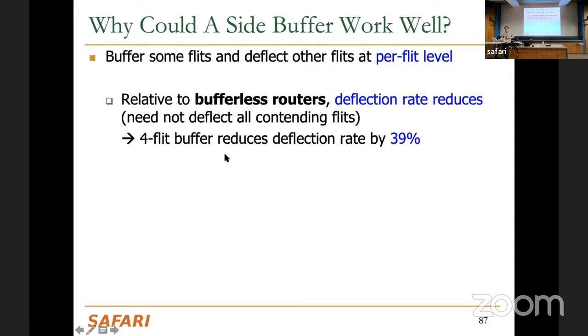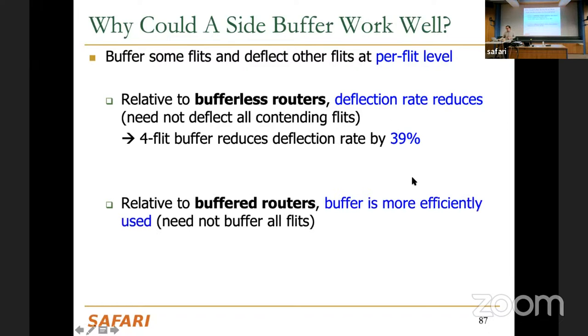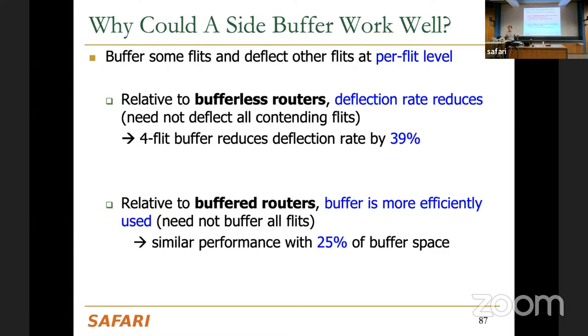And you can see that a four flit buffer reduces the deflection rate by 39%. So even a four flit buffer, which is less than a packet in today's systems, reduces the deflection rate significantly. And relative to buffered routers, your buffer is much more efficiently utilized because you don't need to buffer all flits. You just buffer what needs to be buffered after you do the routing and arbitration decisions. So you get similar performance with only 25% of the buffer space compared to some router. This is not the most buffered router. It's not in comparison to the most buffered router, because clearly you can keep increasing the buffers significantly, right?